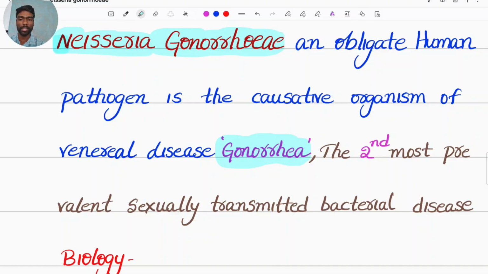It is the second most prevalent sexually transmitted bacterial disease. Then what is the first most prevalent sexually transmitted bacteria? It is chlamydia. It causes non-gonococcal urethritis. Here, gonococcal urethritis is the second most prevalent venereal disease, nothing but a sexually transmitted disease.